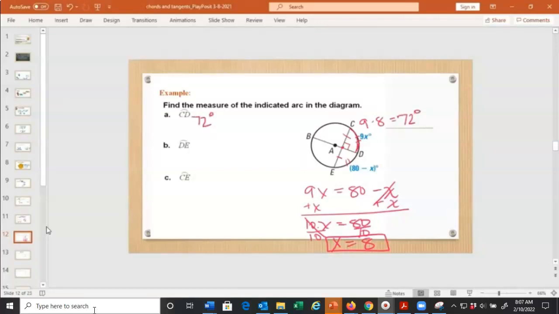And without even plugging in x here, we would know immediately that this is also 72 degrees because we know they're congruent. But you could plug it in, right? 80 minus 8 is 72. So DE is also 72 degrees. And then it wants to know the whole thing. So that would be 72 plus 72, 144.